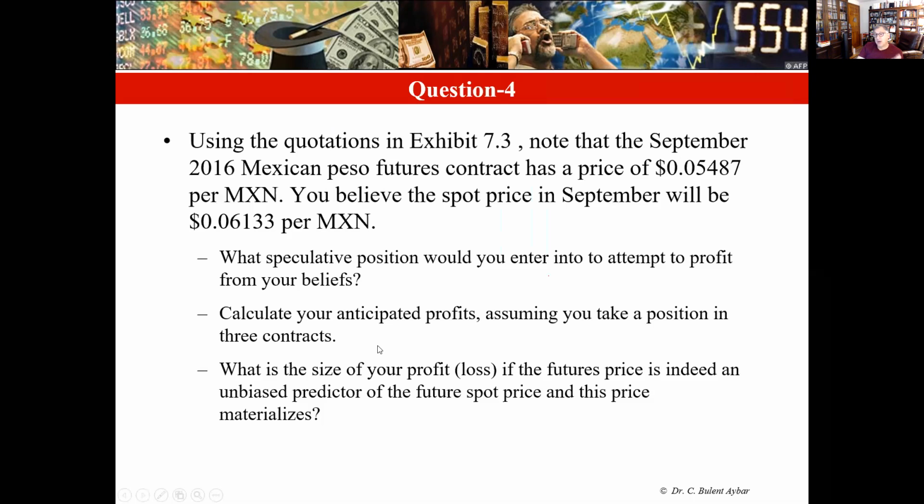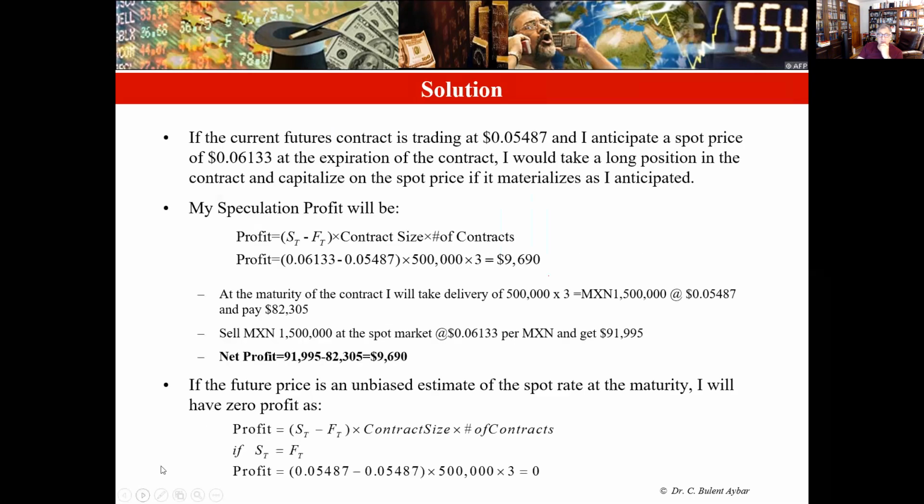So if I'm right, that is, if the spot price turns out to be 61.33, I'm going to buy the pesos at 0.05487 and sell it at 0.6133. The difference is my profit. So let's see how much we can generate. As we indicated first, we will take a long position in the contract to capitalize on the spot price if it really materializes as we anticipate. My speculation profit is going to be the spot price at that time minus the futures price, which is the price that I would pay for the Mexican peso. And then this is the spot price that I will sell the Mexican peso.